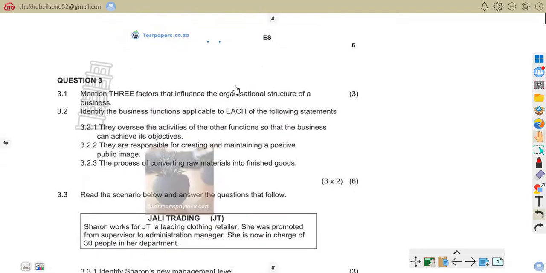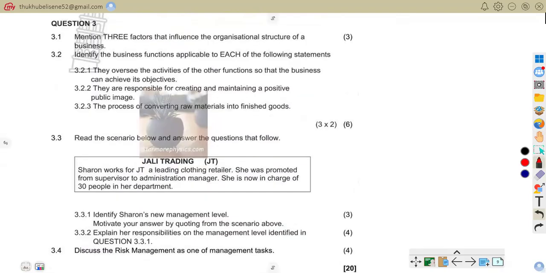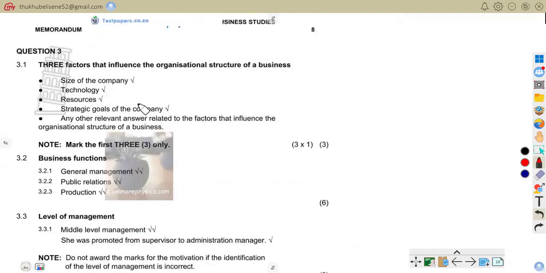So here we are on question 3. Question 3 says, mention 3 factors that influence the organizational structure of a business. So here are our 3 factors that influence organizational structure of a business: the size of the company, technology and resources, and strategic goals of the company.